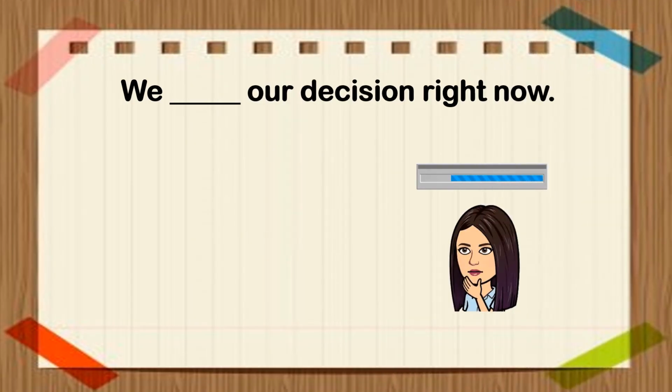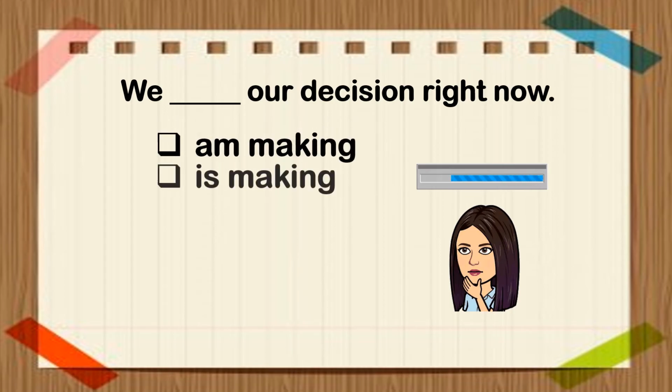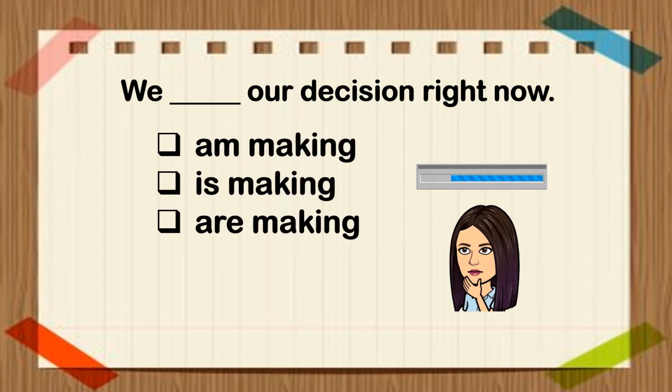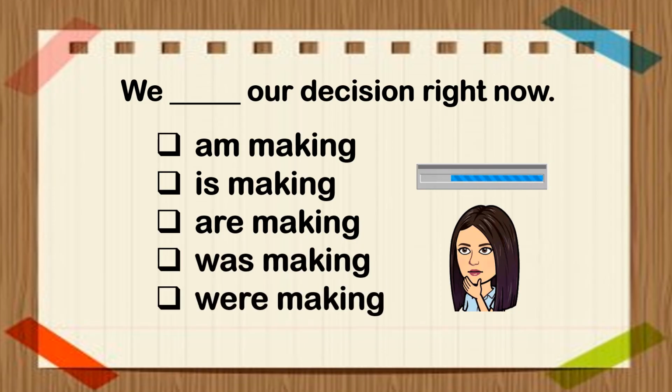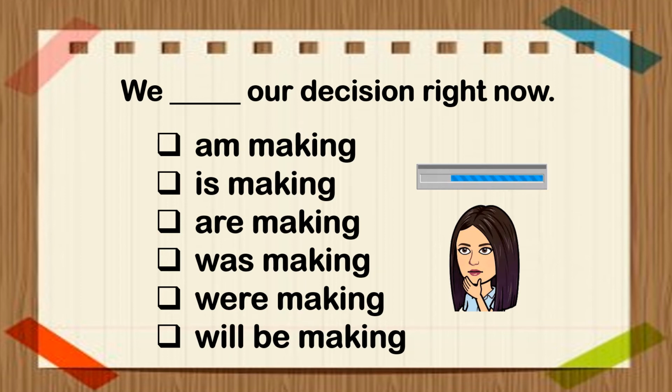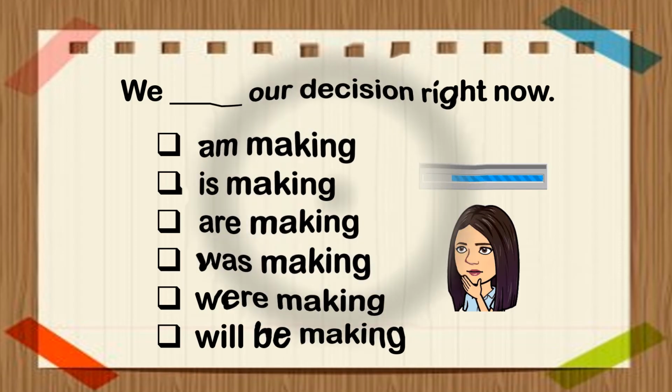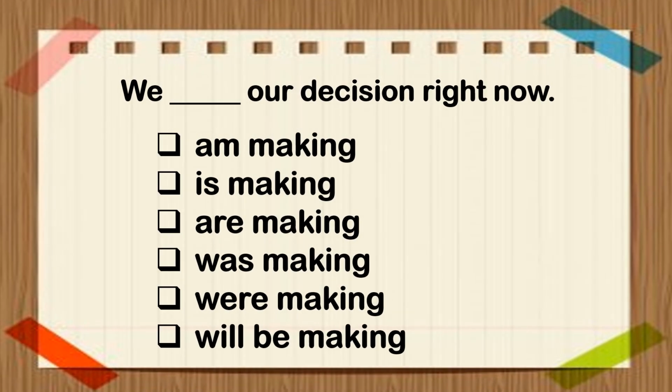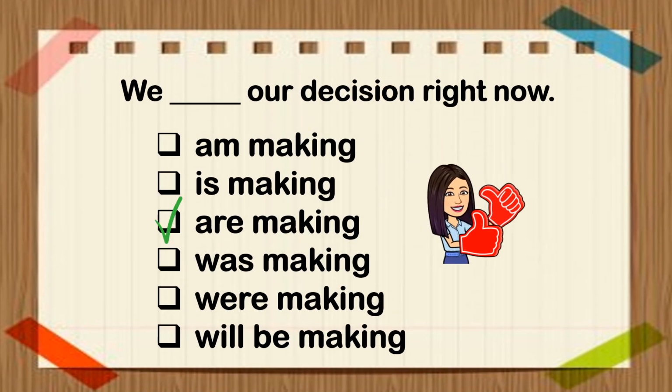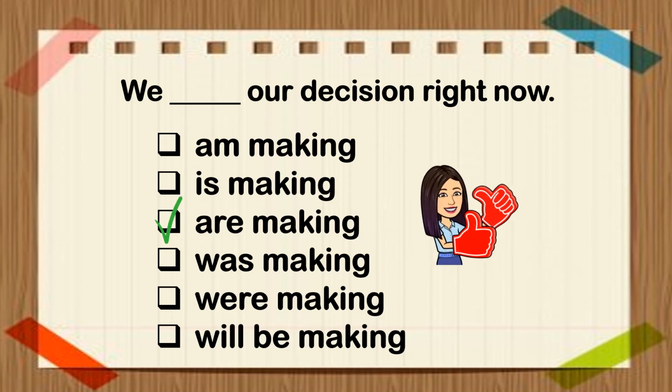We blank our decision right now. Am making, is making, are making, was making, were making, will be making. We are making our decision right now.